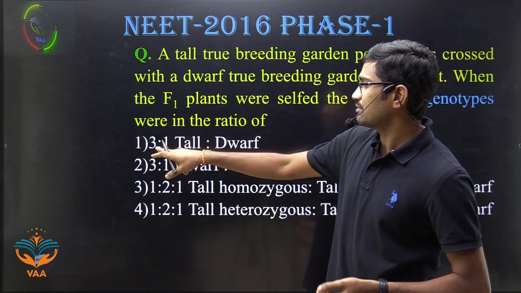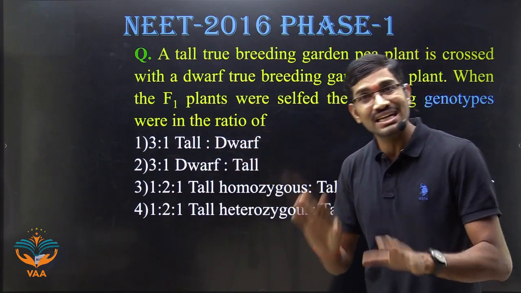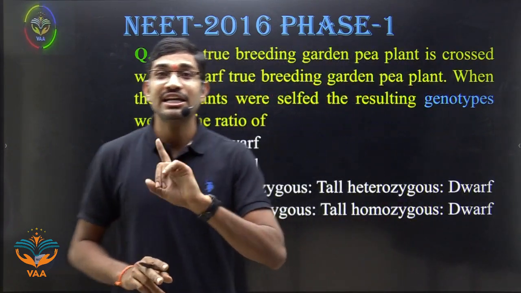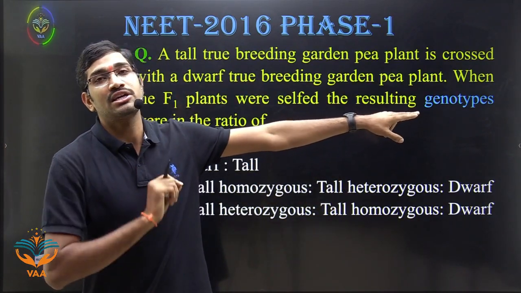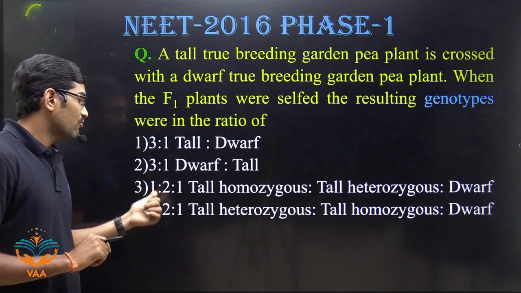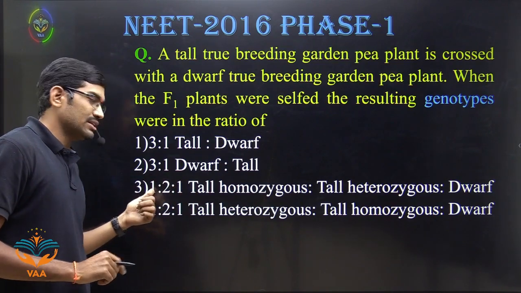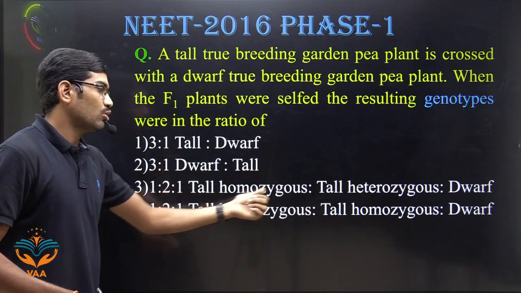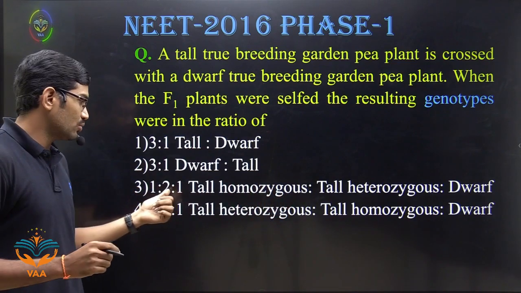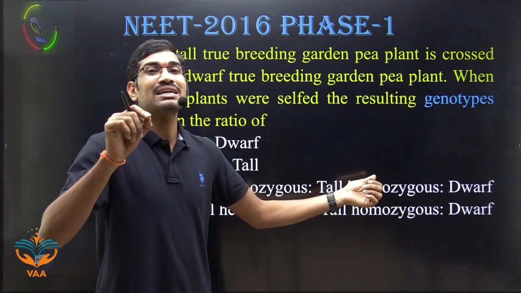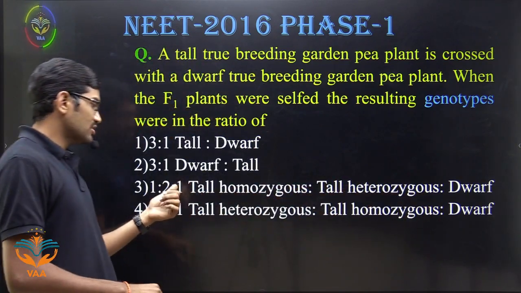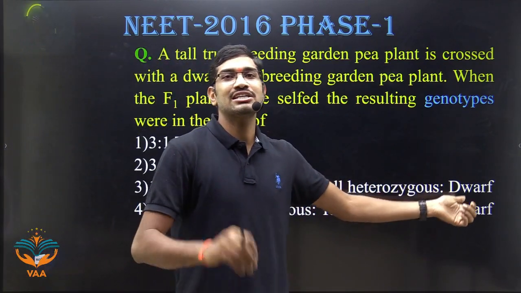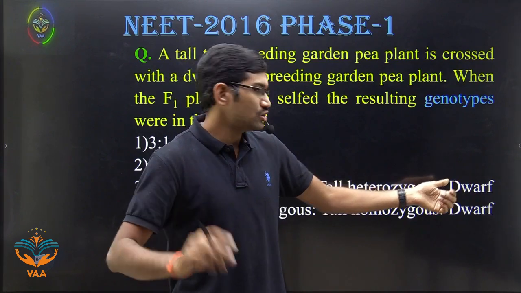In the F2 generation, whatever they gave, 3:1, tall is to dwarf, is correct. But please remember, they did not ask the phenotypic ratio. Clearly they asked the genotypic ratio. Genotypic ratio is 1:2:1. What is the first one? Capital T, tall homozygous. What is the second one? 2. It is also tall, but it is capital T, small t, heterozygous. So tall heterozygous. And what is this last one? So this one is dwarf, and anyhow it is homozygous.